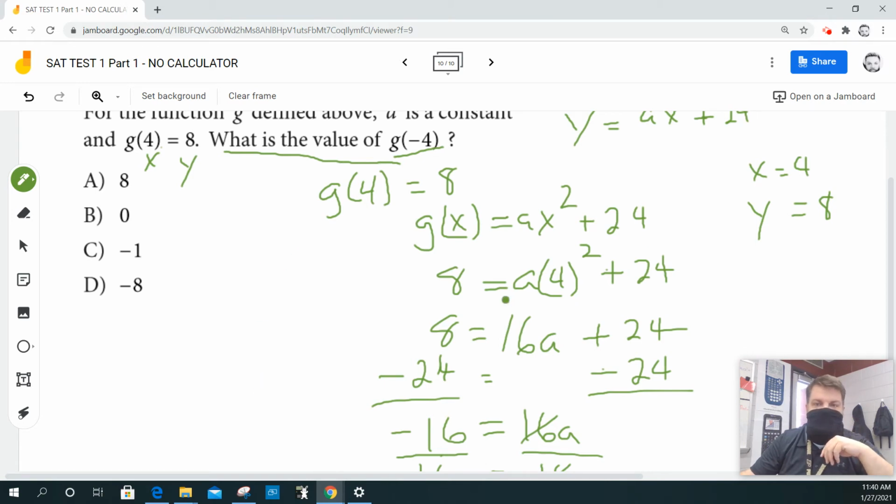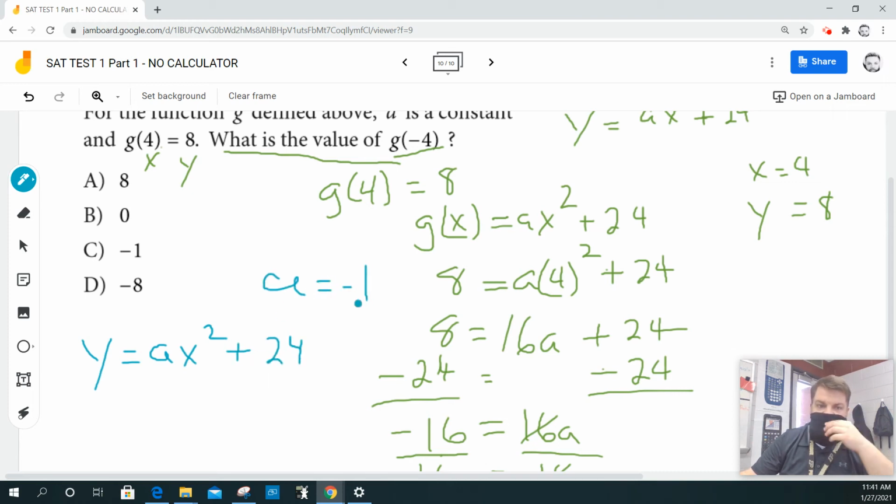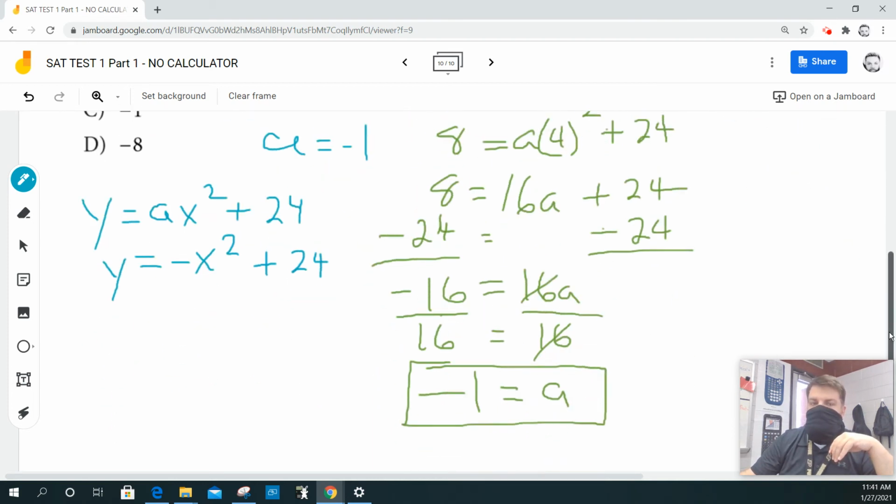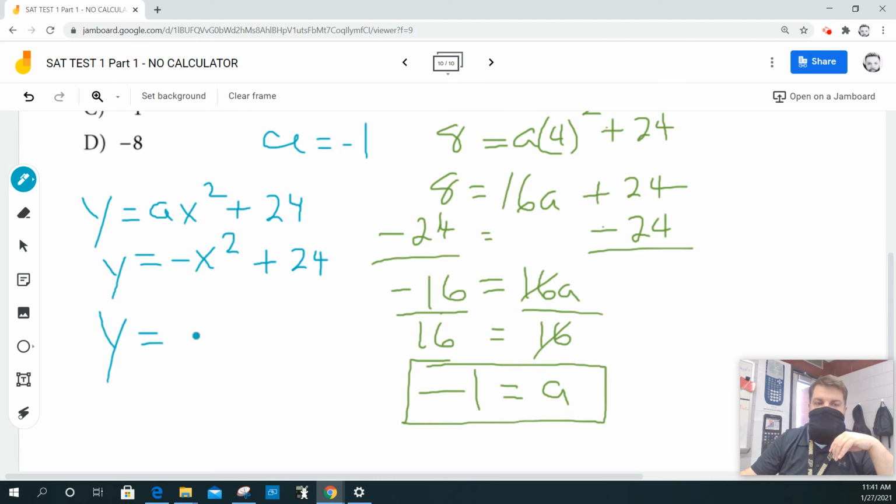In other words, I've got to take this equation, y equals ax squared plus 24, and now I know that a is equal to -1, so I rewrite that equation as y equals -1 times x squared, or just negative x squared, plus 24, and I've got to evaluate it at -4. So that means I'm going to say y is equal to negative (-4) squared plus 24. There's lots of opportunities to make mistakes here.